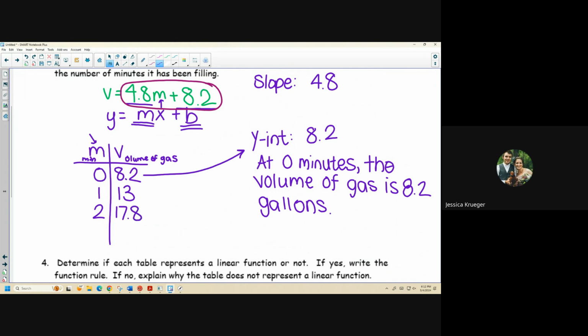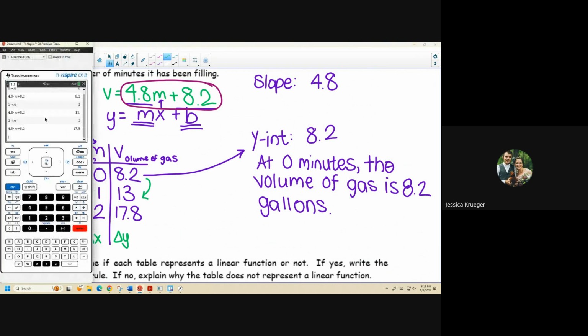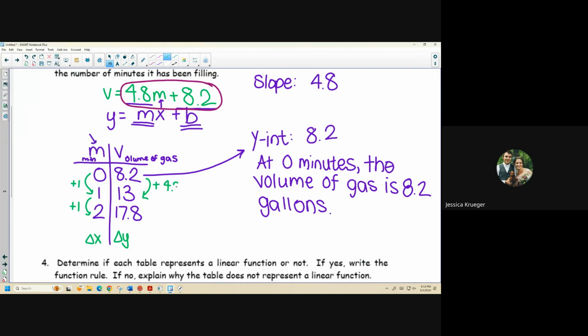So now the second thing they want to know is the slope. Well, the slope is 4.8. Where do I see 4.8 in my table? When we talk about slope, we talk about change in y and change in x. So let's see how the table is changing. My m's, my minutes, are going up by 1. My gallons of gas, if I do 13 minus 8.2, let's see how much that increased by. Well, that's weird. It went up by 4.8. From 13 to 17.8 is another 4.8. So my slope is 4.8.